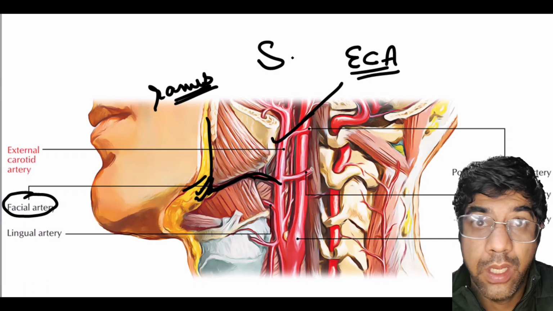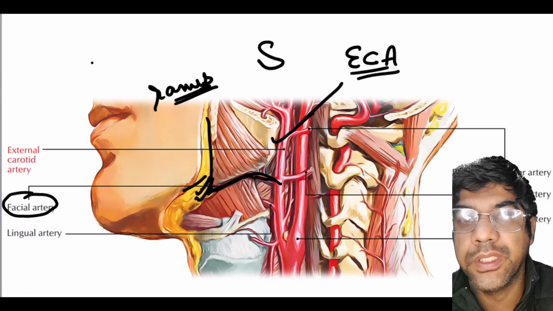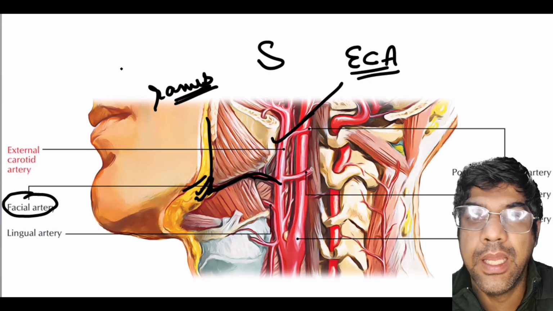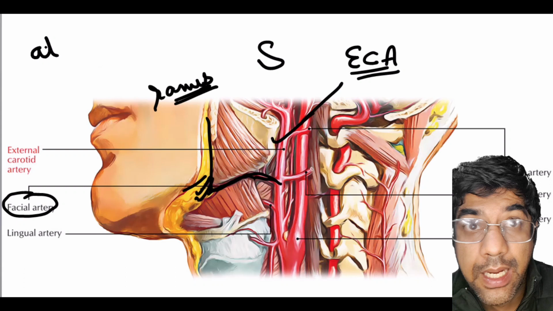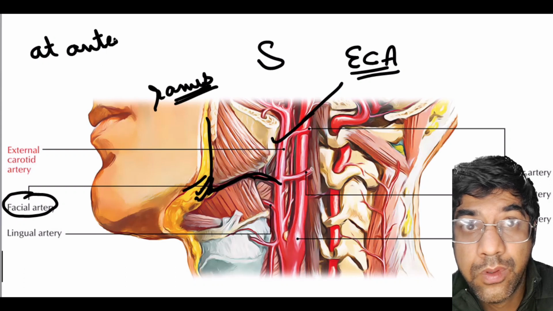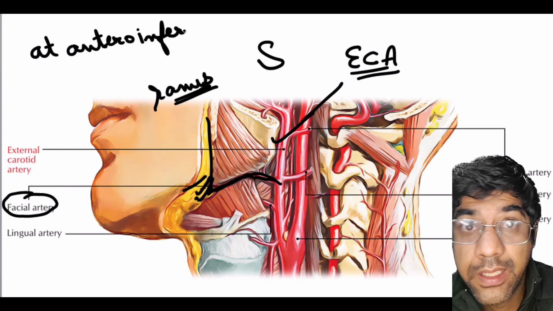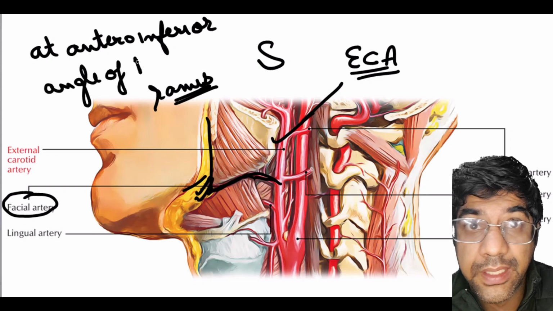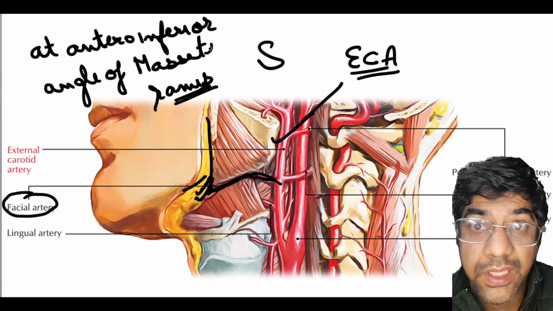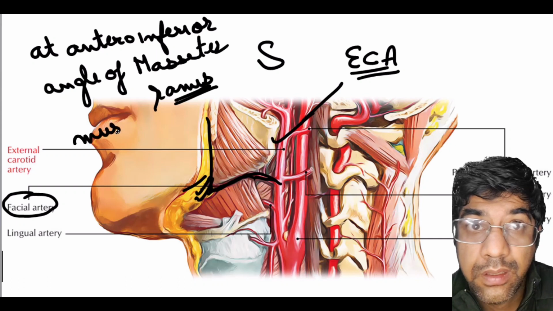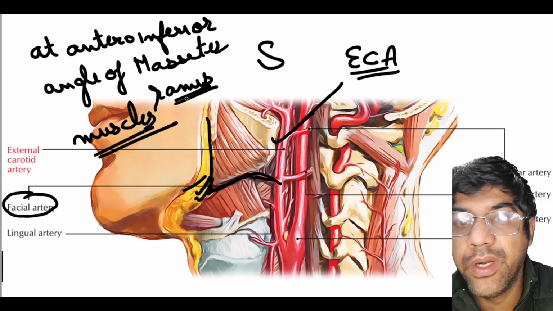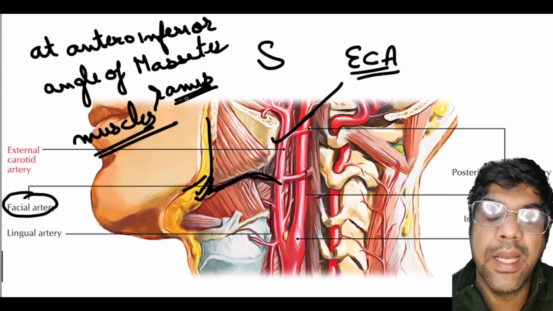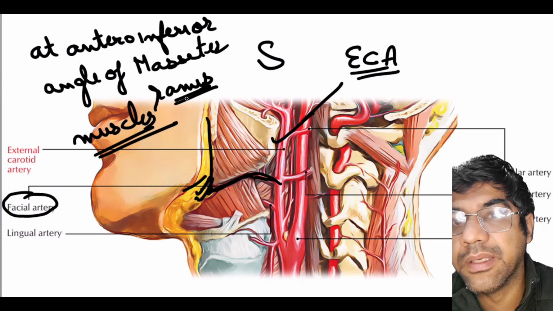So remember, in the entrance exam you can get this question: the facial artery is palpable on the base of the mandible at the anteroinferior angle of the masseter muscle. That is important from your exam point of view. So the facial artery is palpable on the base of the mandible at the anteroinferior angle of the masseter muscle.